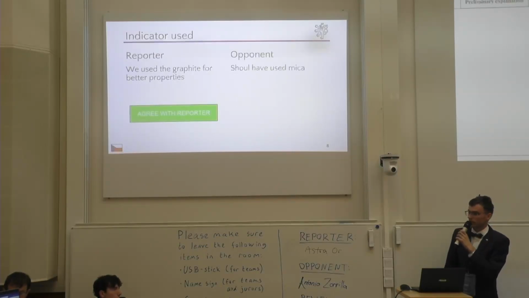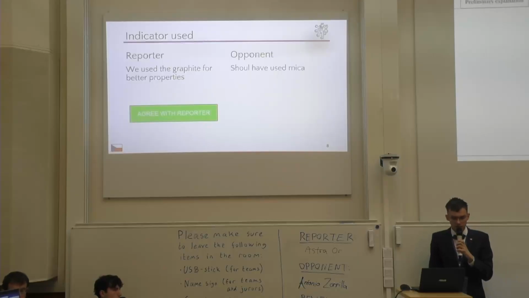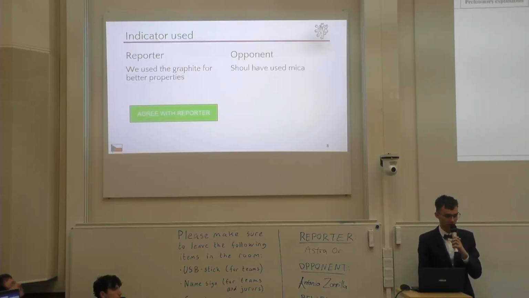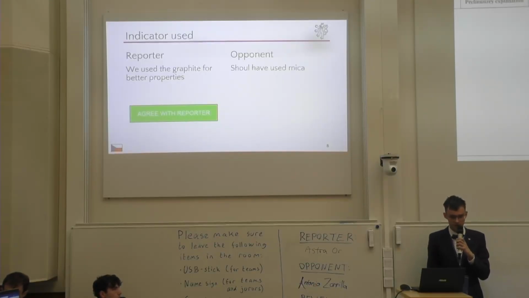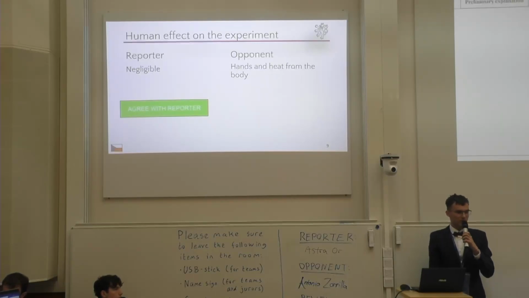So now some specific points from the presentation. They discussed whether using the indicator is important for this phenomenon. The reporter said that they used graphite for its better properties, which we completely agree with, and we can say that for us it's completely fine. But the opponent still thinks it's really important to use mica powder, which we don't understand. Also, they talked about the human effect on the experiment.